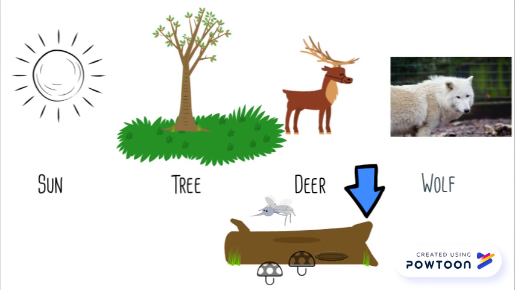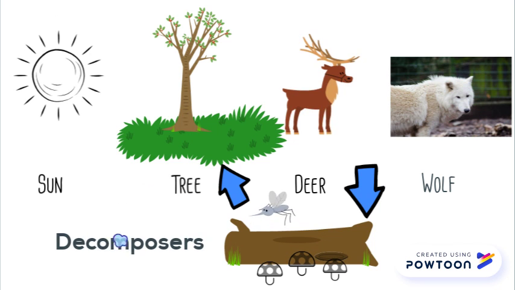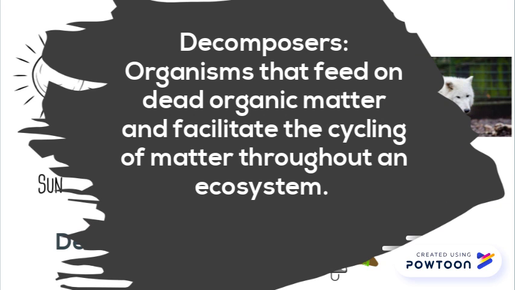So what happens when animals and plants die and they start to decompose? And how does this happen? Decomposers. Examples of these organisms are fungi and some insects. These organisms eat away and break down organic matter so that these nutrients can be put back in the soil and recycled through the environment again.